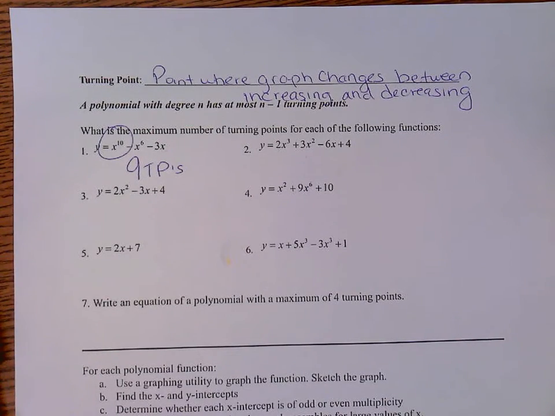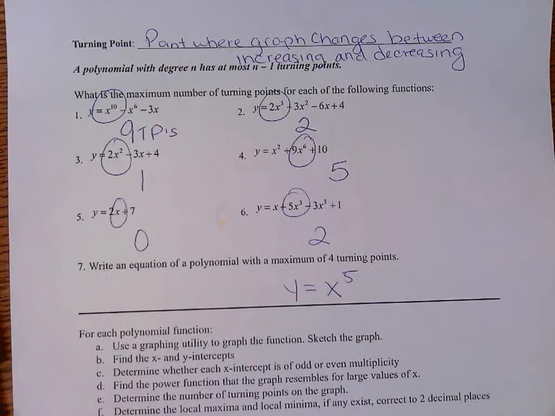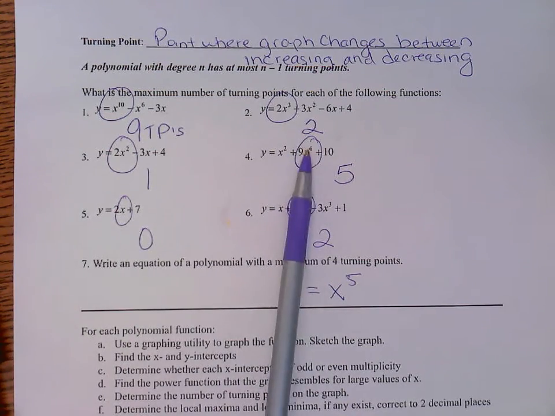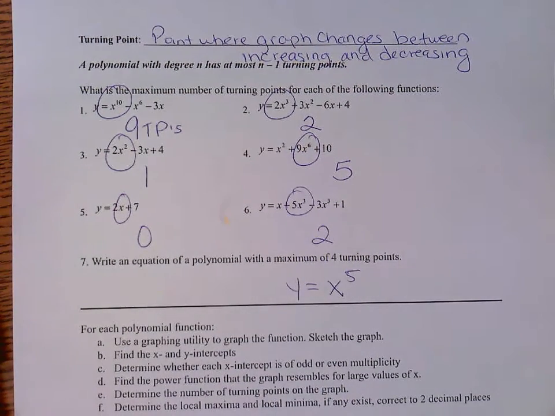And then number 7, write an equation of a polynomial that would have a maximum of 4 turning points. So if you could quickly do 1 through 7, we'll check our answers in just a second. I'm just going to unpause my video here. So I circled what the leading term would be for each one if I rewrote it in standard form, and then just subtracted 1 from that power. Does that seem like what you got?